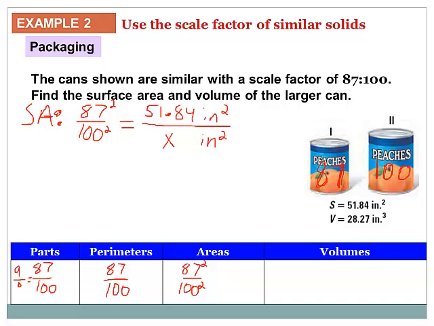And now this is just an algebra problem. We cross multiply and divide. So at the very end, we should get x is equal to 68.5 inches squared. So that's surface area.